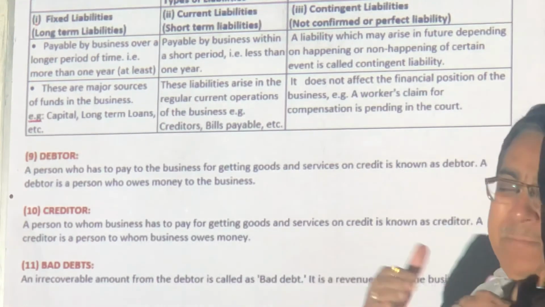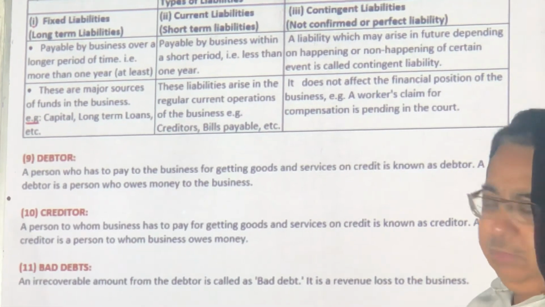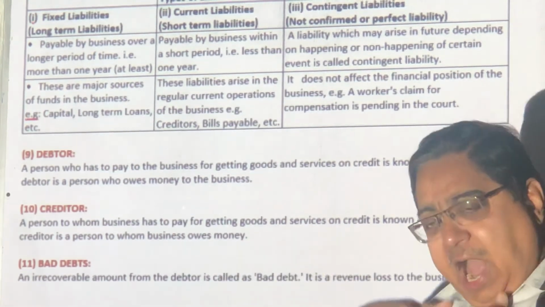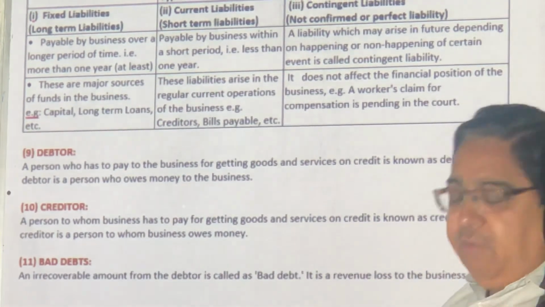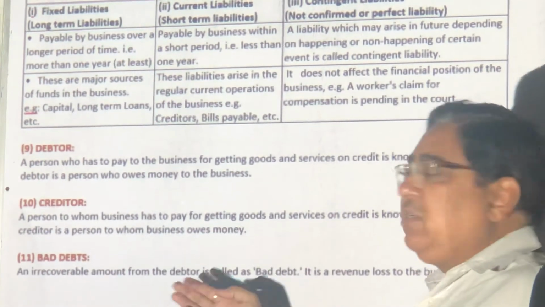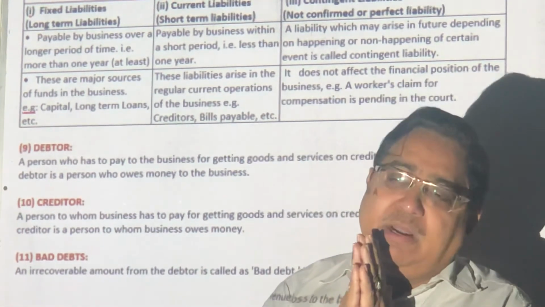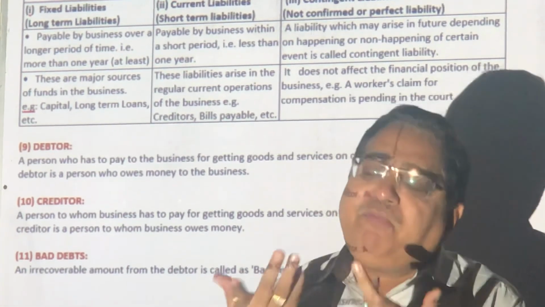Debtor, somebody who has to pay me money is my debtor. He has taken goods from me, he has used my services. Creditor is opposite. I have to pay the person. I have taken goods from him. I have taken his services. Bad debts, when somebody says, sorry, I can't pay you. I don't have any money. COVID is there. Keep fighting.